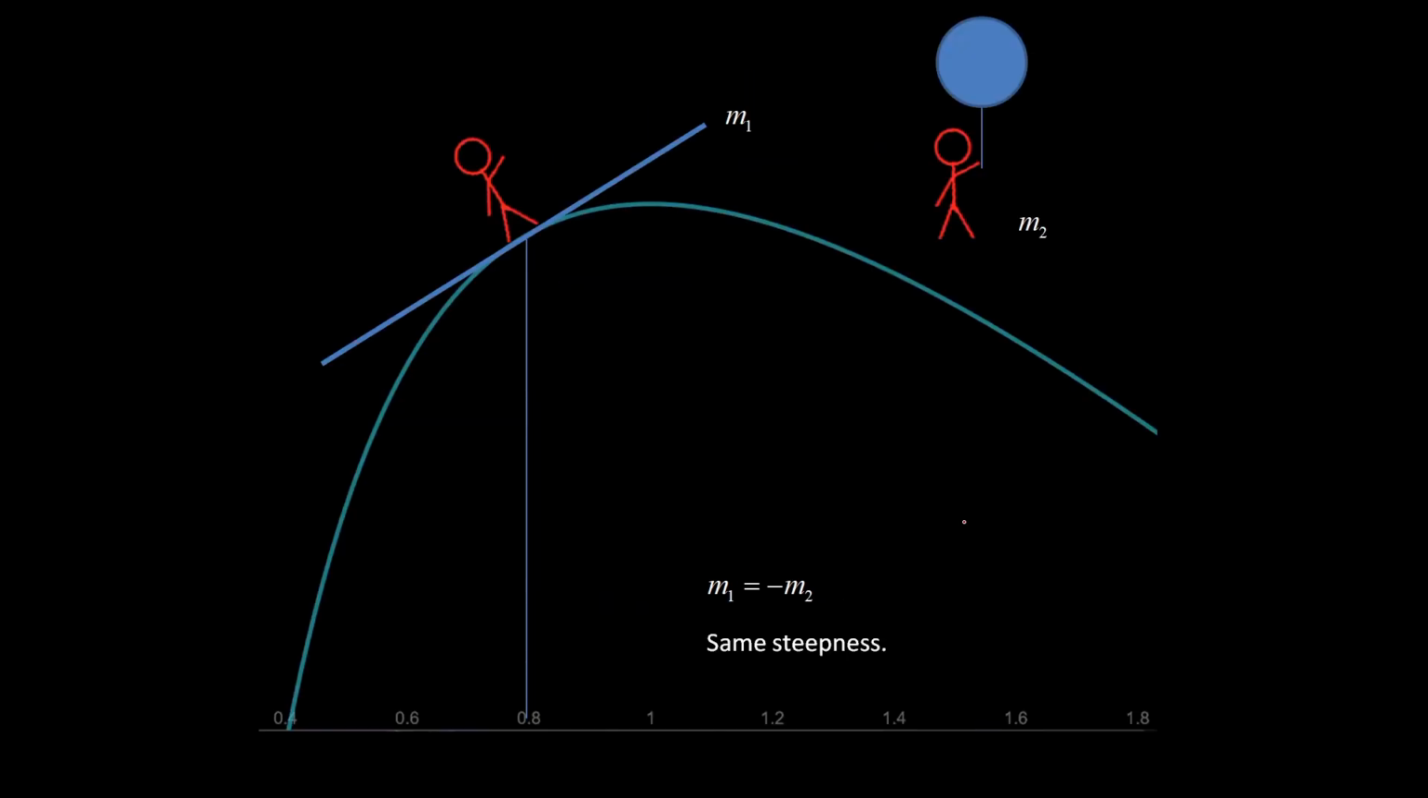So here's our picture again. You're standing at 0.8. We just figured out that your slope there is 0.5625, which means your friend would have to have that same number, but negative, to have the same steepness. And remember again that the slope is the derivative. So we're saying we want the derivative to equal this output.